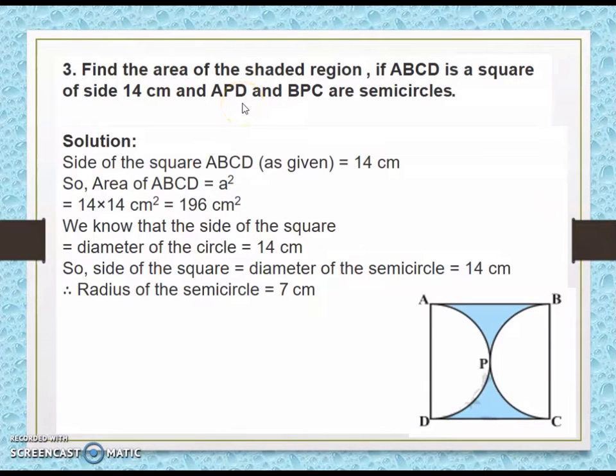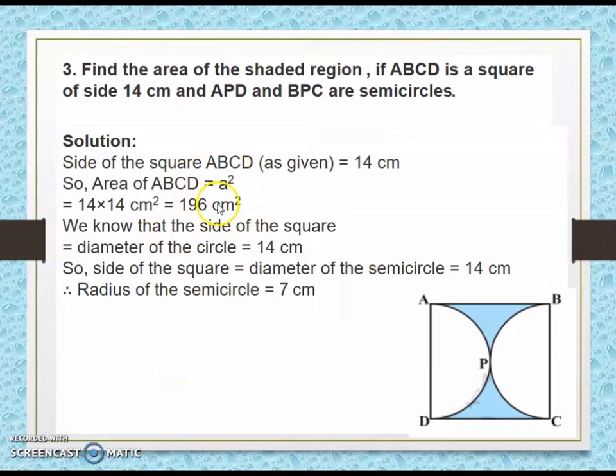So third problem: find the area of the shaded region if ABCD is a square of side 14 centimeter and APD and BPC are semicircles. So you have to find the shaded region's area. The shaded region will be the area of the square minus the area of these two semicircles. Now both the semicircles will have the same area. So one semicircle's area multiplied by 2, you can subtract from the area of the square.